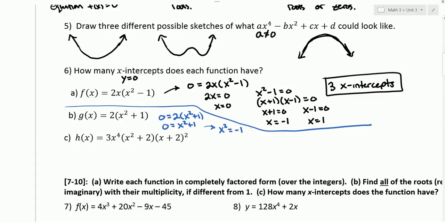If you take the square root of both sides, you end up with the absolute value of x is equal to the square root of negative 1. But remember what the square root of negative 1 is: i, the imaginary number. And so we can keep going here. If the absolute value of x is i, then x can be positive i, or x can be negative i. Both are not real, so B has no x-intercepts, because x-intercepts need to be real.